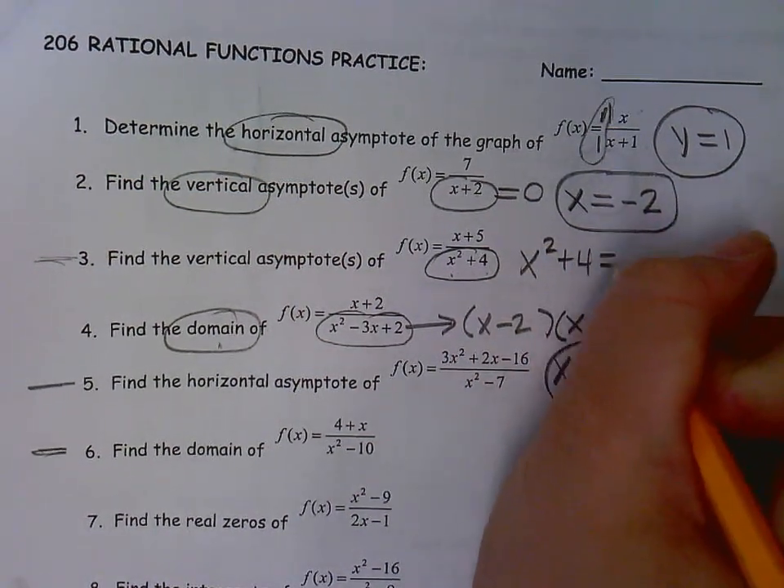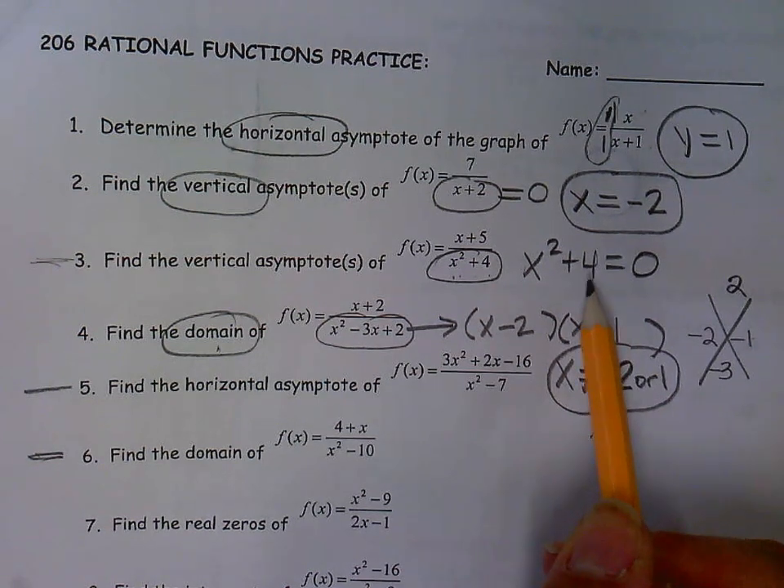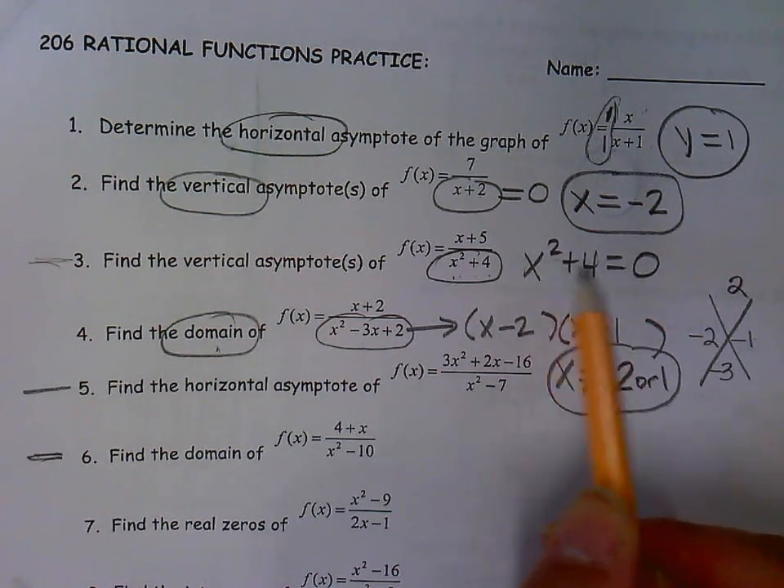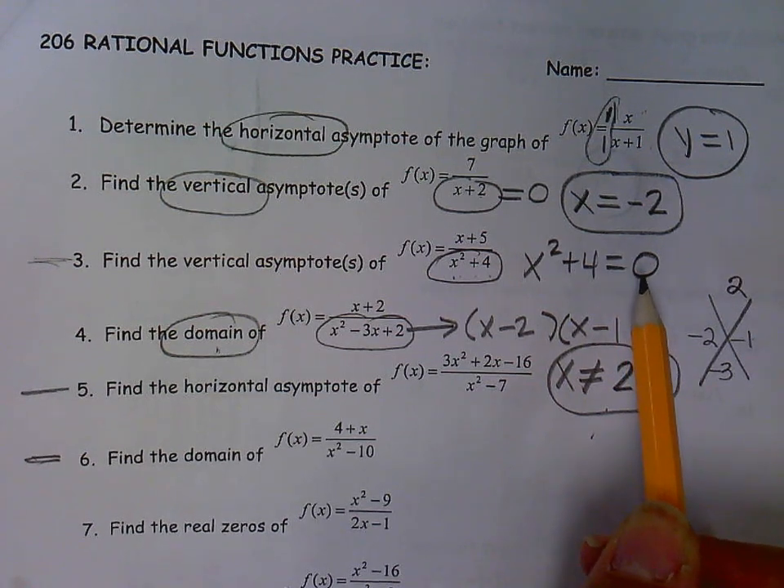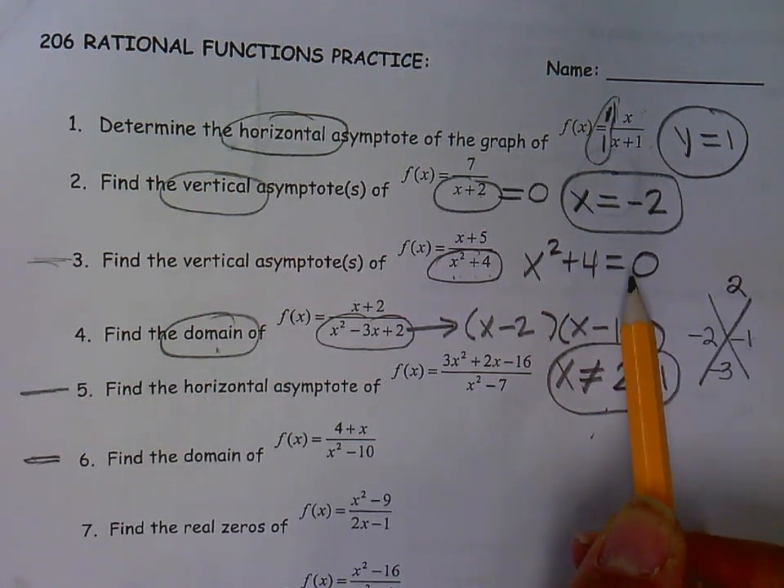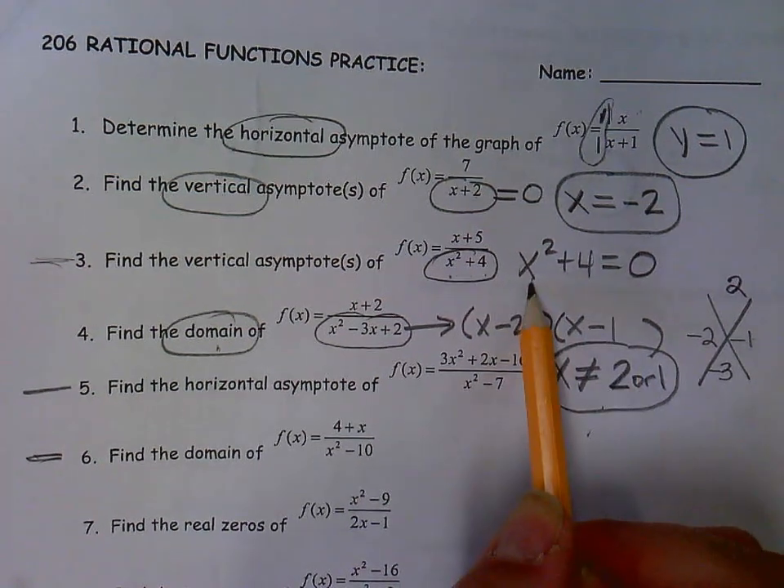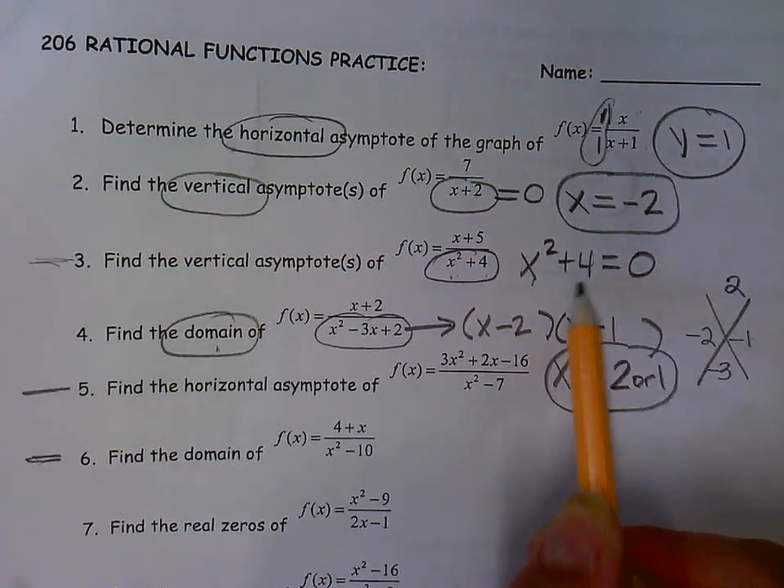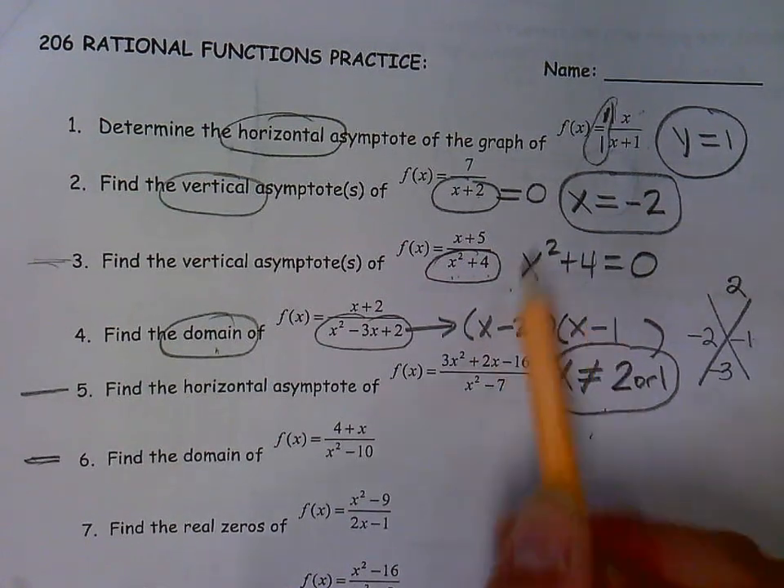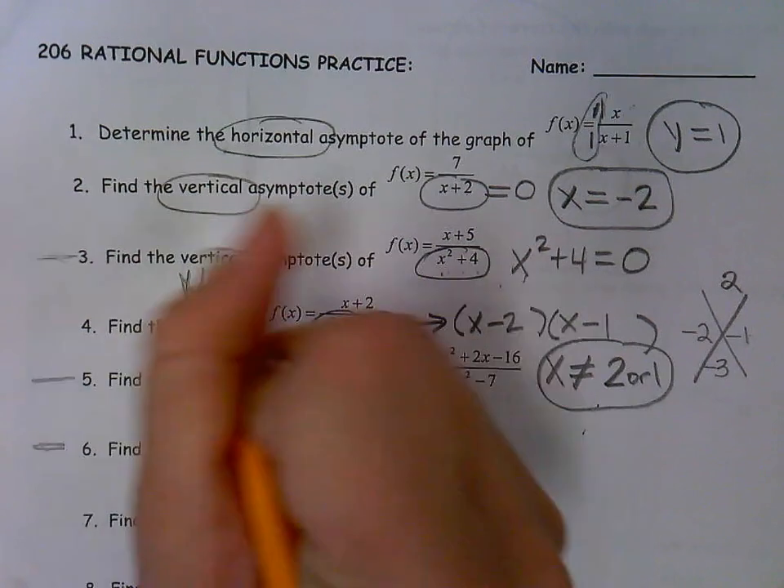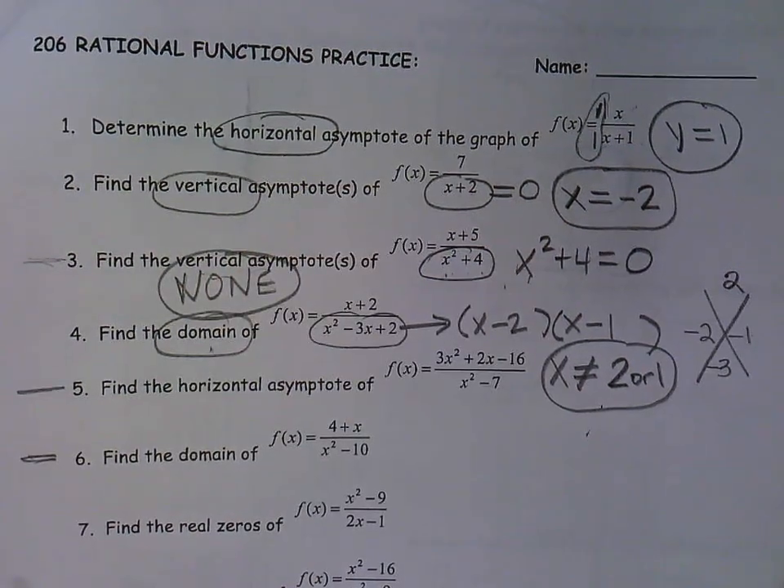You may have tried, right? You may have tried to subtract the 4 to the other side, but when you try to take the square root, a square can never get you to -4. So this will never equal 0. Like I could plug in 0, I'd still get 4. I could plug in -2, I would get 8, right? So there are none for number 3. Sometimes the denominator cannot equal 0.